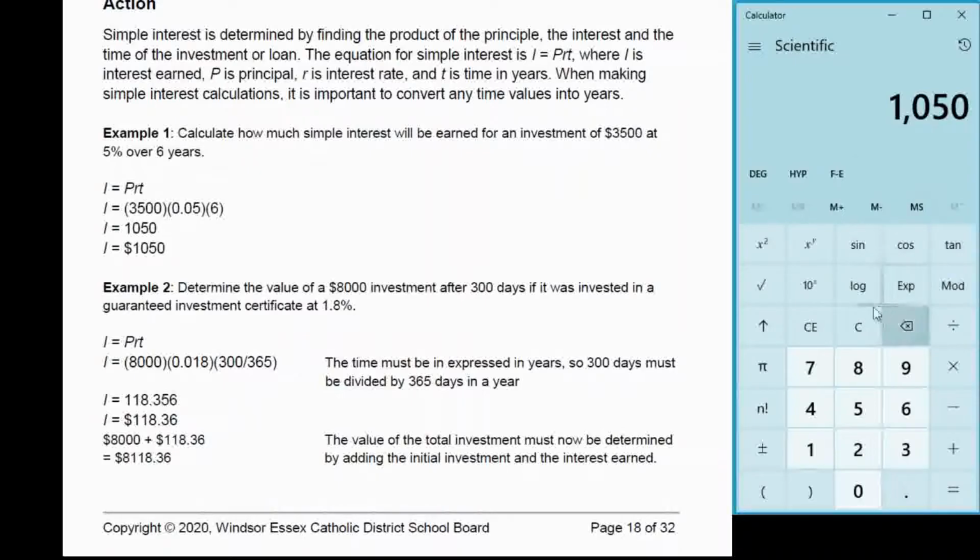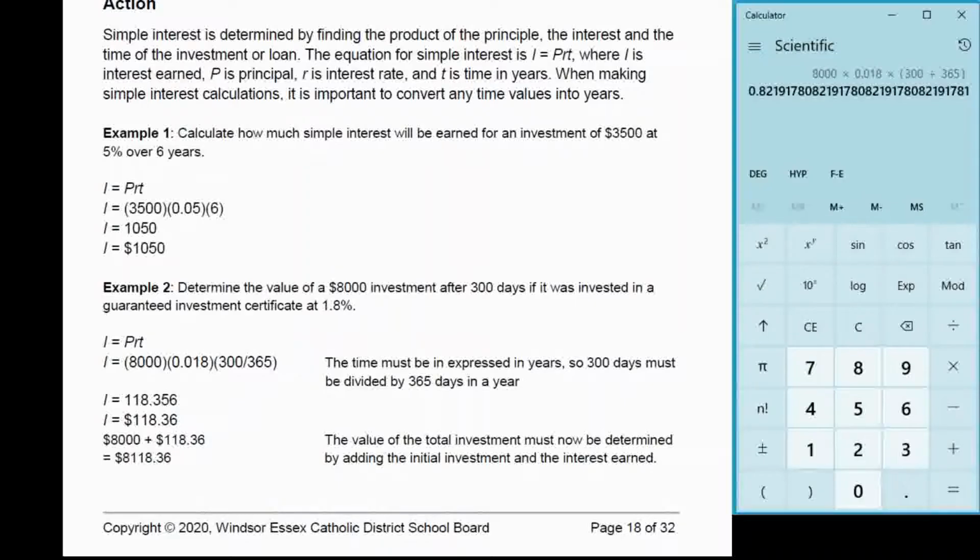Let's look at a situation where we have an investment that's taking place over a term that does not equally divide by a year. In this case, 300 days. Example 2 says we have an $8,000 investment and we invest it for 300 days at 1.8%. In order to represent our 300, we need to write that in years. So 300 divided by 365 gives us the number of years that 300 days would be equal to.